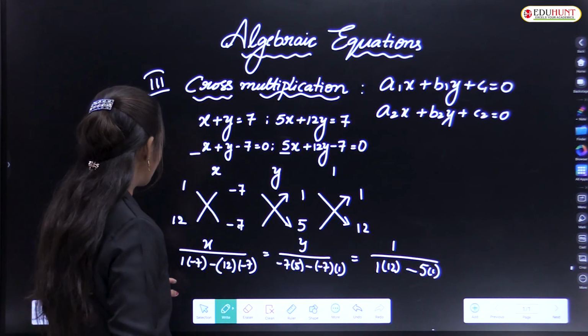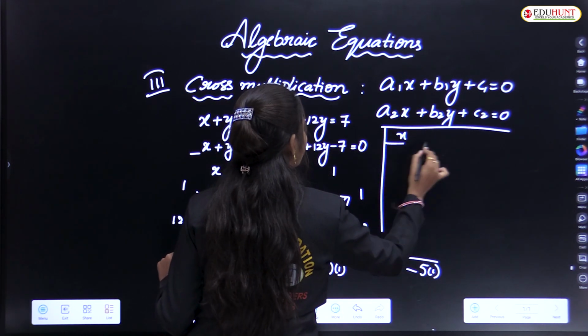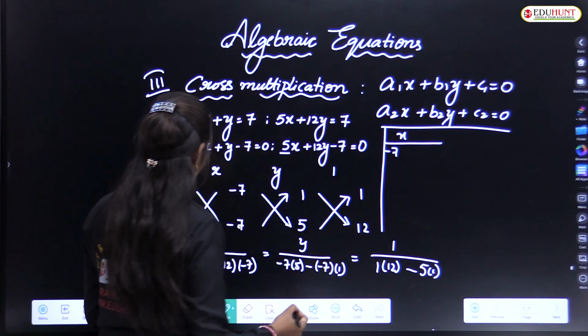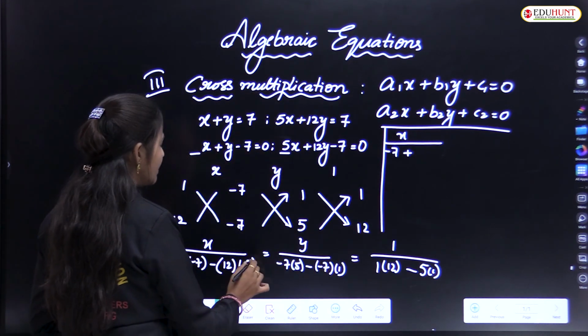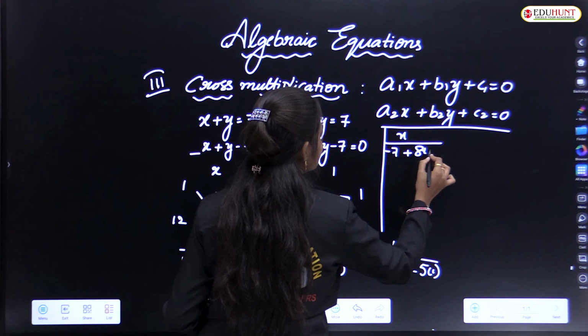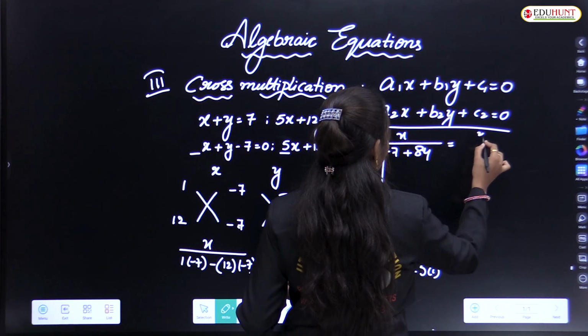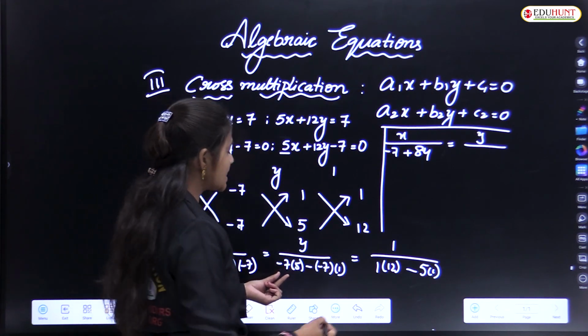Okay, now simplify this one. So here x by 1 into minus 7 is minus 7. Okay, minus into minus is equal to plus. Plus 12 into 7 is equal to 84. 12 7s are 84. Clear? Which is equal to y by, here minus 7 into 5 is minus 35.